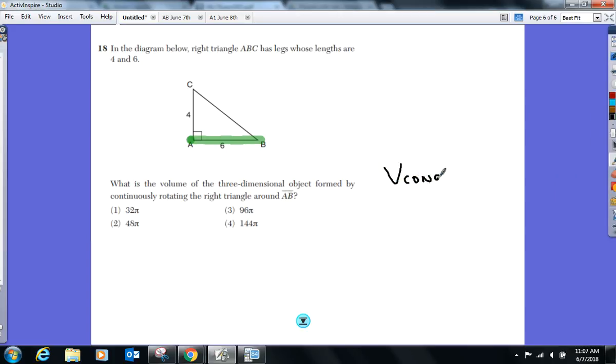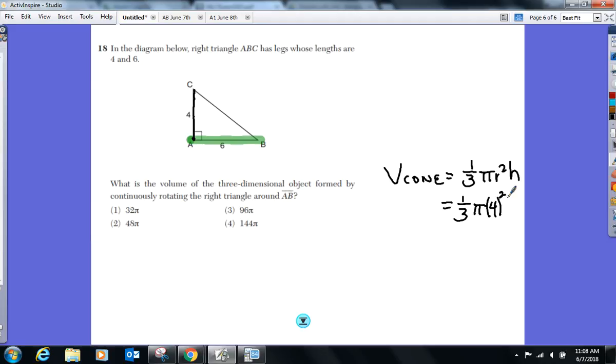Where can I find that formula? Because you don't need to memorize it. Reference table: 1/3 pi r squared times the height. If I am revolving it around AB, what is AC acting as right now? That would be the height if I go around CA. That's the radius of the bottom circle on the cone. The radius is 4. So 1/3 pi 4 squared.